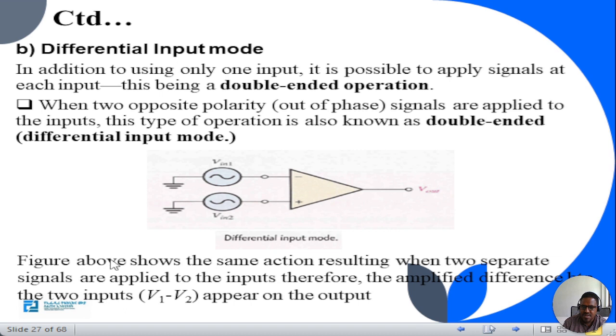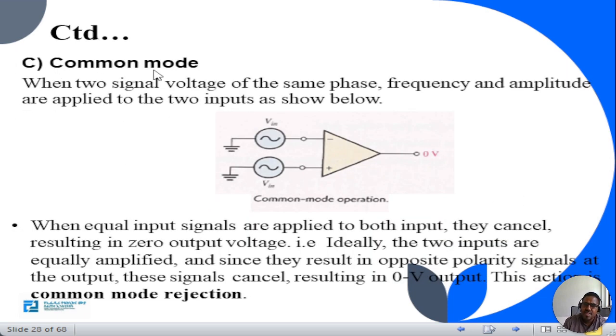So in this figure, above shows the same action resulting when two separate signals are applied to the input. Therefore, the amplified difference between the two inputs, V1 minus V2, the V difference, appears on the output. So that means what I told you at first: when inverting is greater than non-inverting, the output becomes an inverting output. When non-inverting is greater than inverting, the output is non-inverting, in phase.